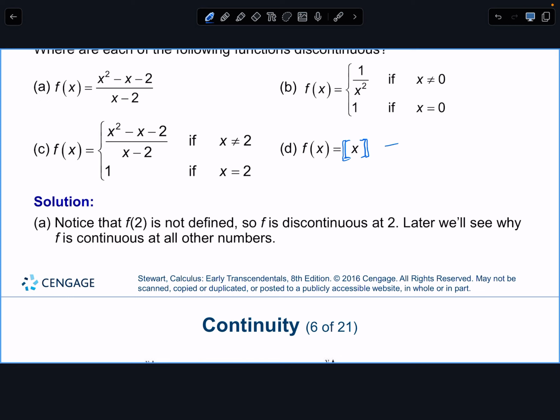Okay, does anyone remember this function? This is called the greatest integer function, when I put those little double brackets around. No?